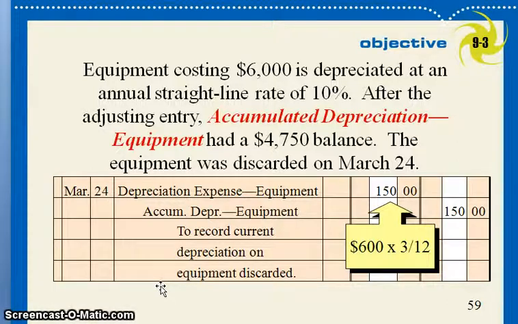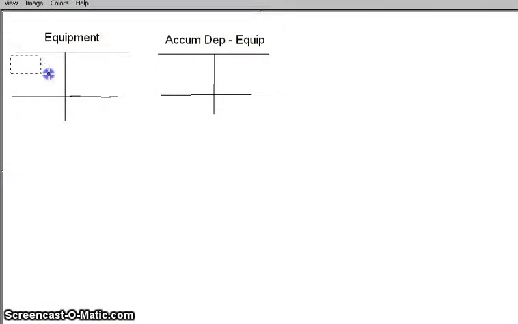So in this case, the scenario is we have equipment that's worth $6,000. We've been depreciating it every year at 10%, right? So it's $600 every year. And right now, there's a $4,750 balance in accumulated depreciation. So let's get those numbers in there first. The equipment has a value of $6,000. And so far, the accumulated depreciation is $4,750. That's where we are right now.